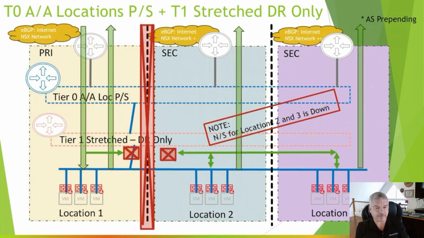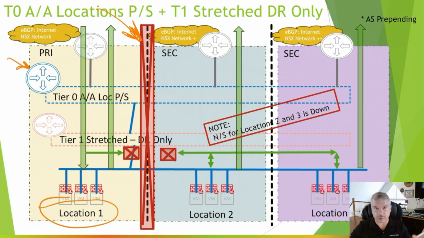How about if there's what's sometimes referred to as a split brain? Let's clear all this. In this example, I've lost communication to location 1. Something happened. We lose communication to location 1. Location 1 still is functioning.